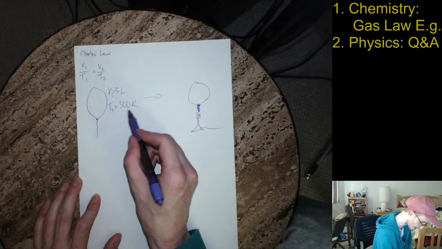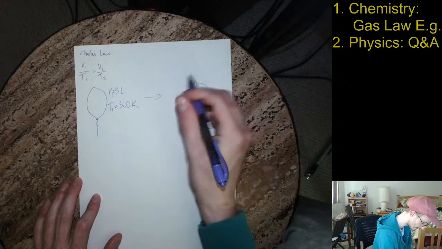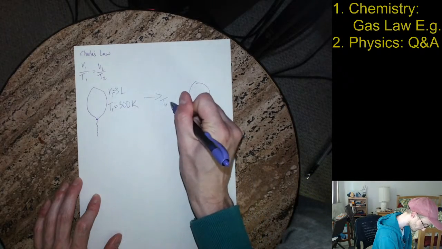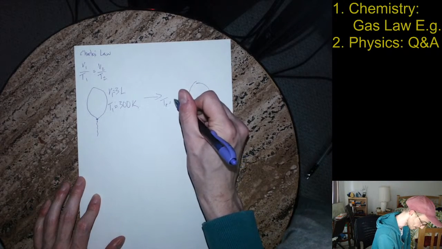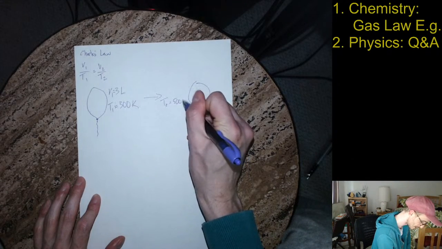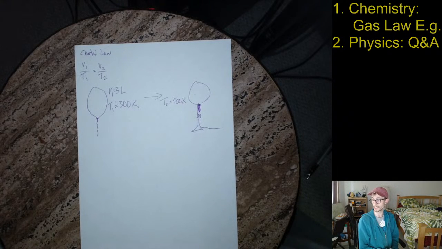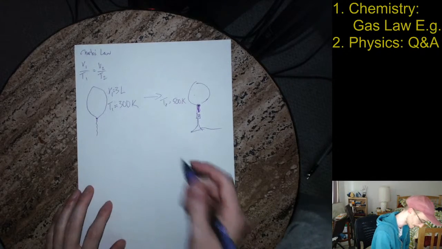Its temperature is going to go up. So let's say that the temperature at the end equals 500 Kelvin. So we increased it 200 degrees. That's crazy. That's a really big increase in temperature.